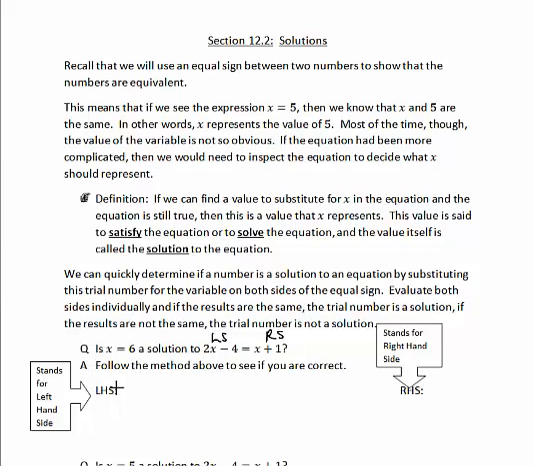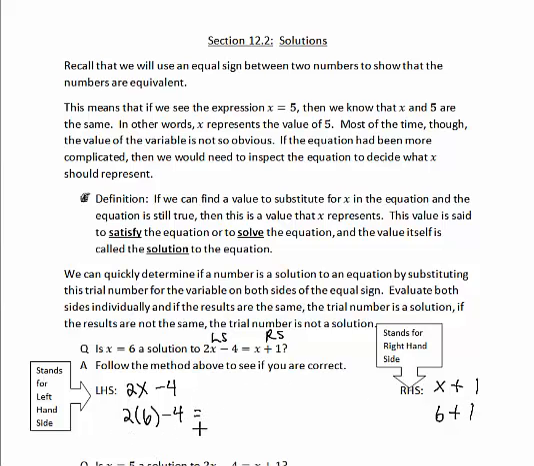LHS, when you see it in this workbook, stands for left hand side. RHS, right hand side. So we can break up this equation into these expressions: 2x minus 4 on the left, and on the right, x plus 1. And it states that x equals 6, or it's asking if x equals 6 is the solution. So real simple. To figure that out, we simply replace the x with a 6 in each expression on the left and the right.